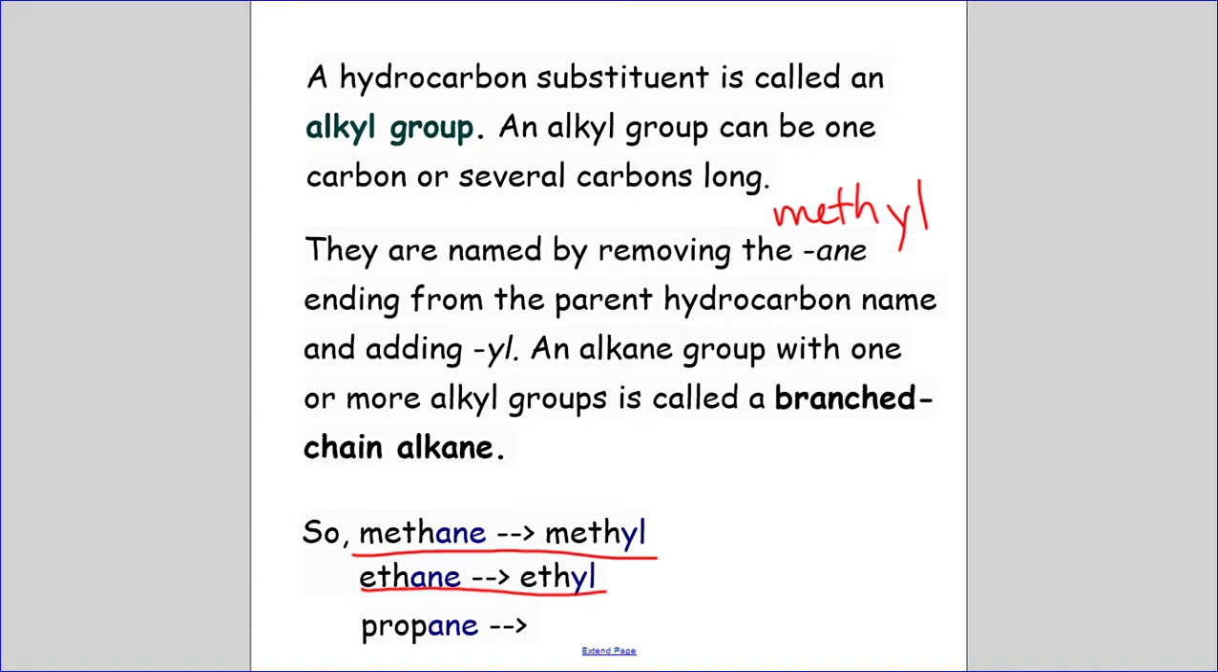Anybody take a guess maybe what propane might be? If you want to say it out loud, just see if it makes sense. Well, you get prop instead of ane, plus yl, so propyl.